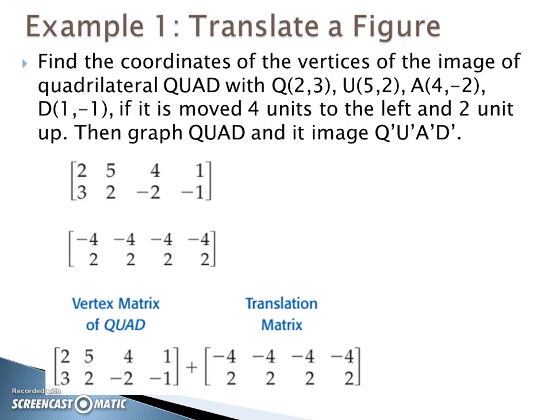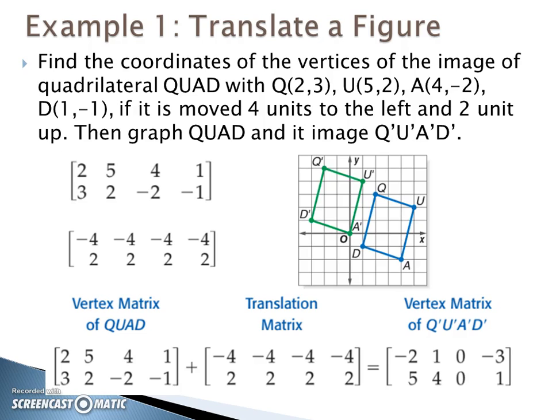Then we simplify and we get our new vertex matrix, Q', U', A', D', where it's -2, 5, 1, 4, 0, 0, -3, 1. We're going to graph the preimage and the image. The two quadrilaterals have the same size and shape, so a translation is an isometry.